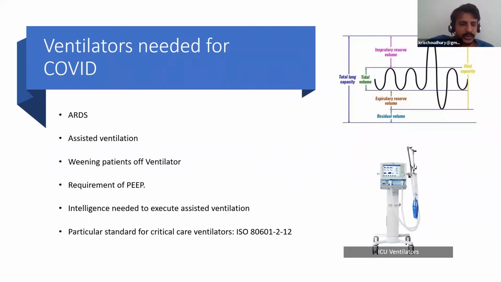So I think I've pretty much covered assisted ventilation in my previous discussion, and weaning patients off the ventilators is just what I'm saying. The ICU ventilator is something that is needed to ensure that you can take patients off of a ventilator.